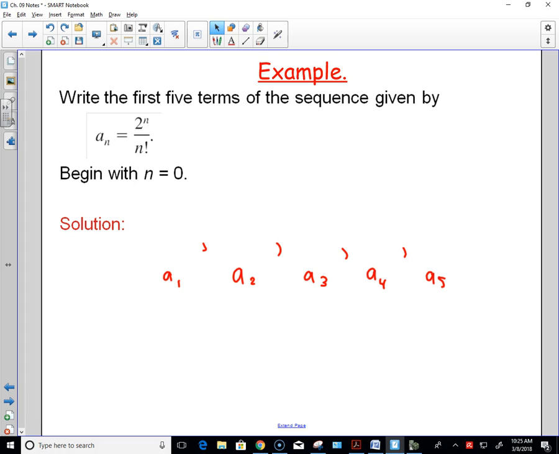Wait a minute, though. It said n needed to start where? Good. So my first 5 terms aren't going to go up to 5. What are my first 5 terms going to go up to? 4. Did you guys get it? How do I get my first term, aka my a sub 0? Yeah, plug what in? Good. 2 to the 0. I don't know, we'll get there. All over 0 factorial. What do I do for a sub 1?